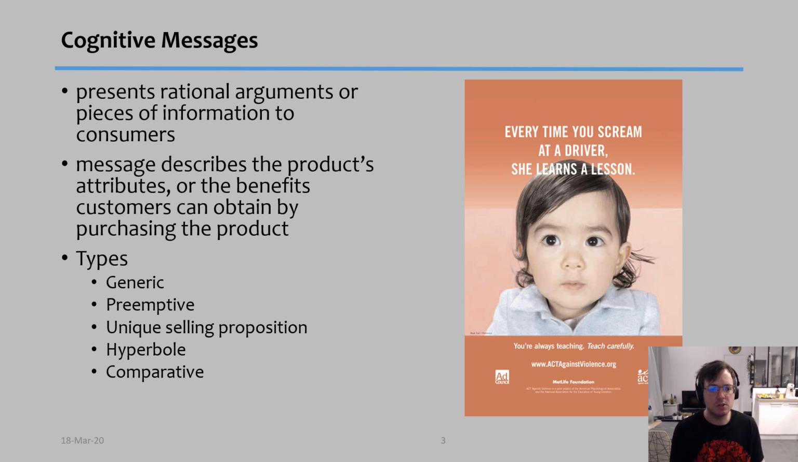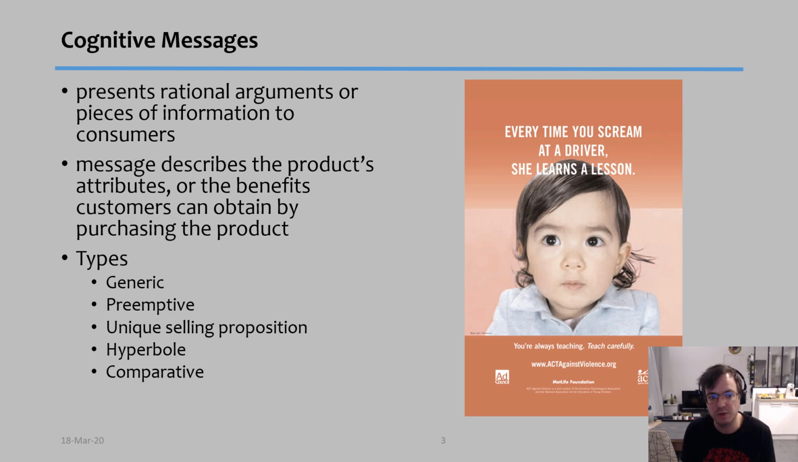Okay, so there are different types of cognitive strategies that we can divide it into. So we're going to have generic ones, preemptive ones, unique selling propositions, hyperboles, and comparative strategies. Okay. So, for example, as a type of cognitive message, I put this beautiful advertisement here. This one is against violence, and it's a beautiful advertisement because it really, yes, in a way connects with you emotionally, but at the same time, it makes you think. All right, and that's exactly the objective of this type of advertisement.